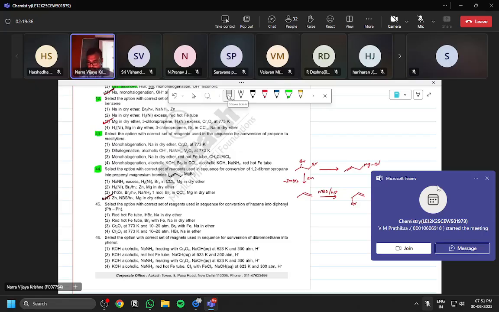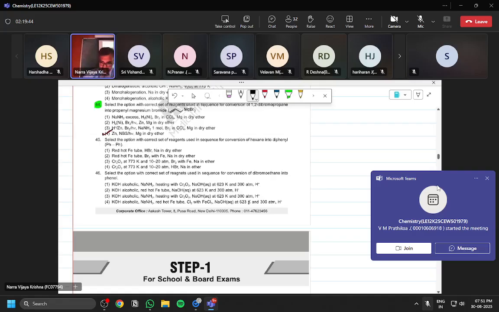Question number 44. Next one. Select the option with correct set of reagents using the sequence of conversion of hexane, 1, 2, 3, 4, 5, 6. Hexane should convert into biphenyl. Should convert into this. Answer is option 3.